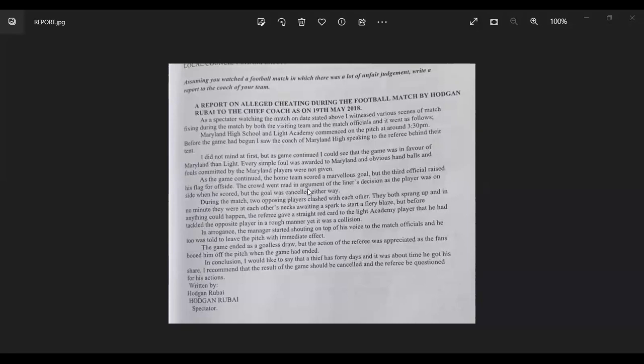The title, in the same way, we write the different titles of the different reports. One, a report answering the question, what? I'm writing a report. About what? About an alleged cheating during the football match by Hodgan Rubai to the chief coach. So you are writing to the chief coach. So there are three key questions that must be answered by the title. What? A report. About what? And to whom you are writing the report. Those three questions must be answered by the title, so that when someone reads the title, they know exactly what to expect.